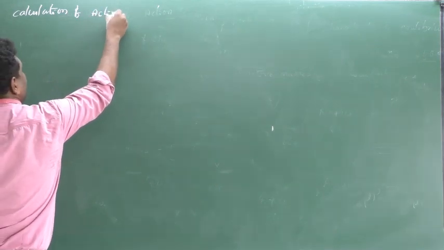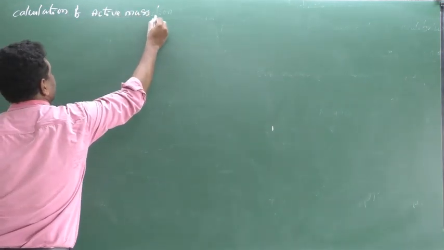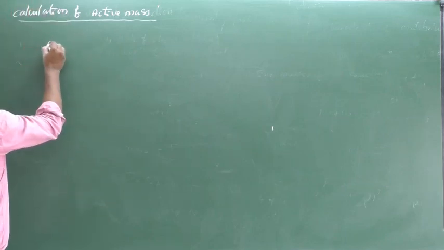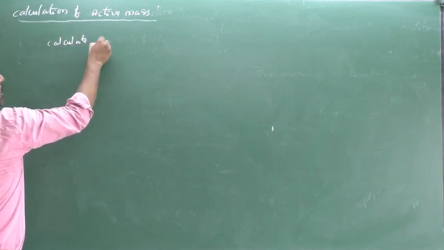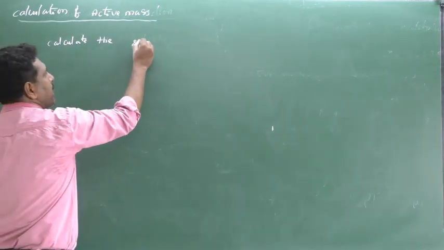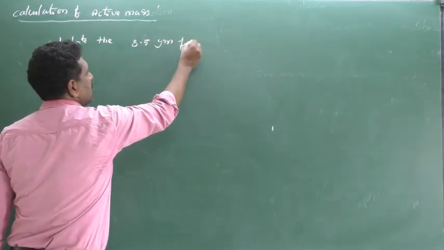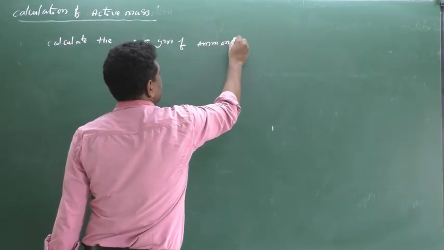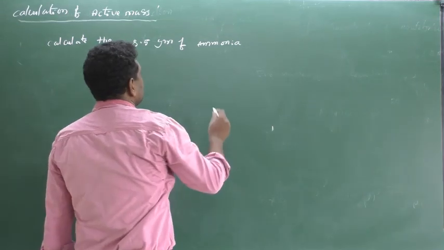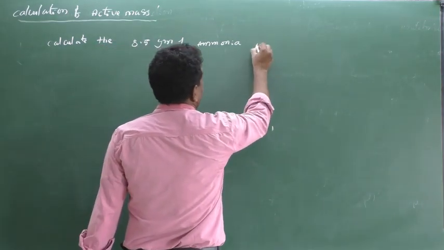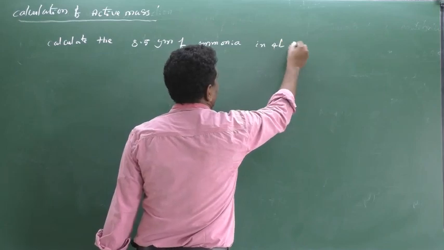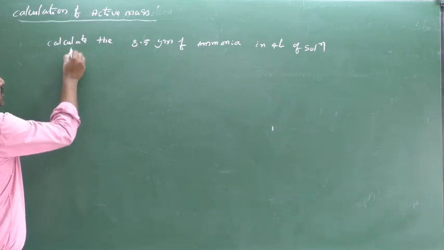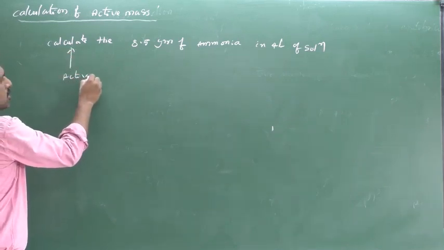Calculation of active mass. Calculate the active mass of 8.5 grams of ammonia in 4 liters of solution. So calculate the active mass of ammonia.